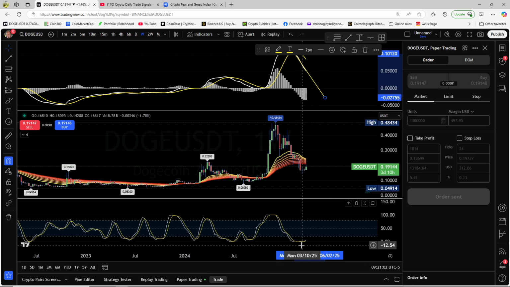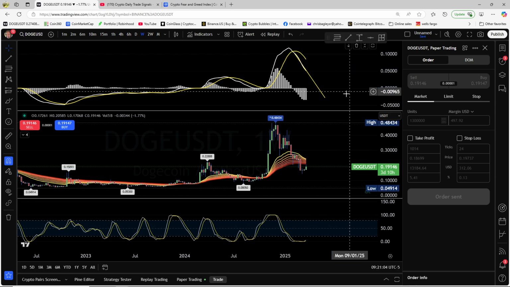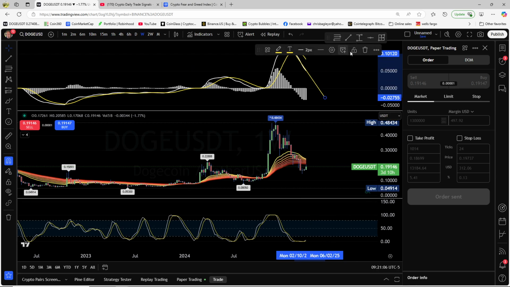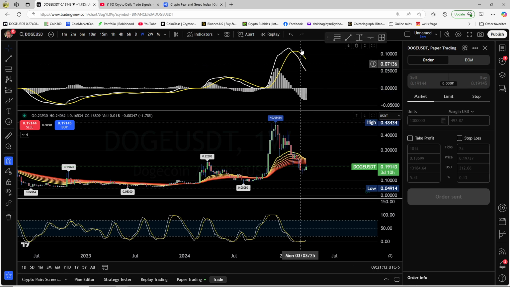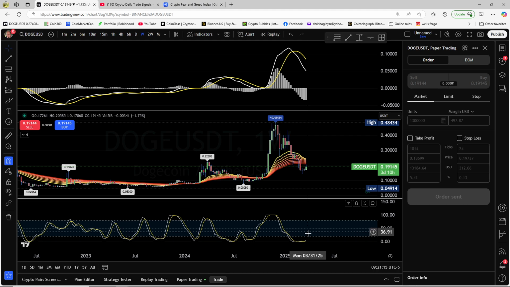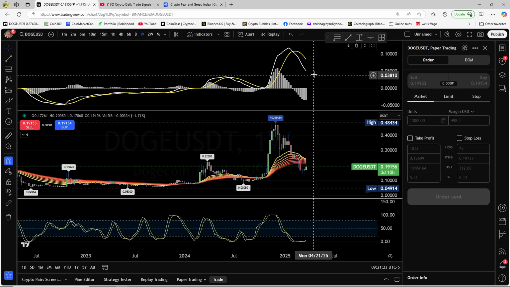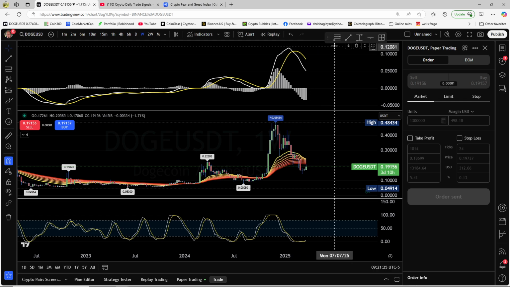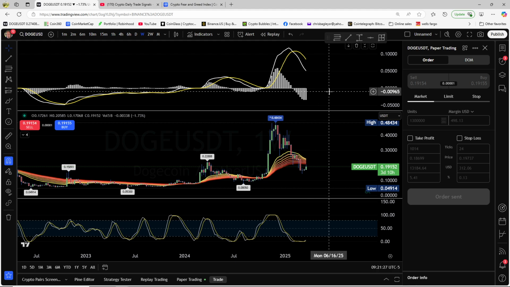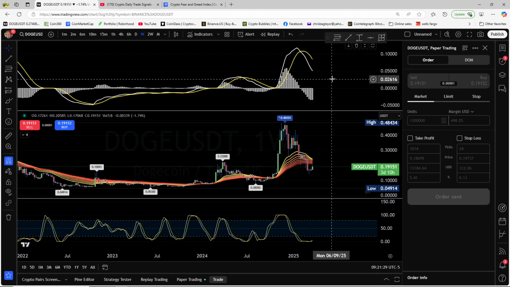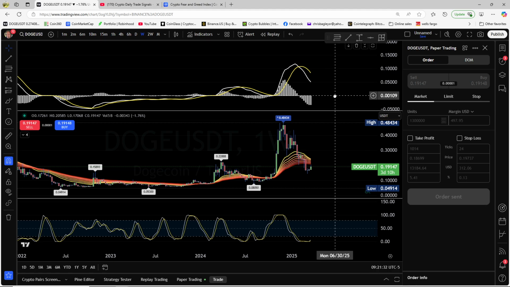Now, I could be wrong, but if this comes up really hard and strong, which on the daily time frame it looks like it's going to do, this white line could curve back around and then go above the yellow line. And if it does that, this is going to be the big pump that we've all been waiting for.